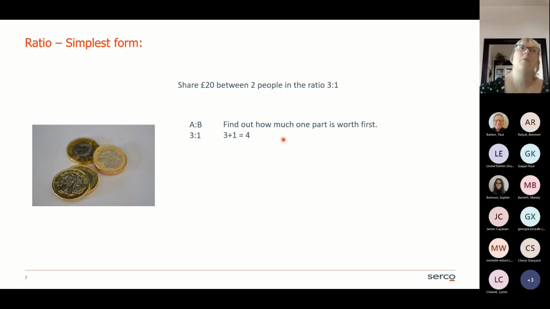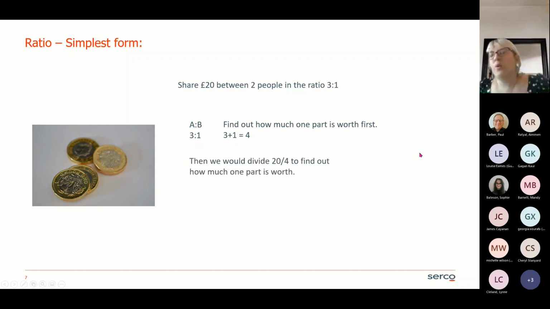And then to find out how much 1 part is worth, we would then... into my slides. There you go, I'll use the visible arrow so you can all see my arrow.